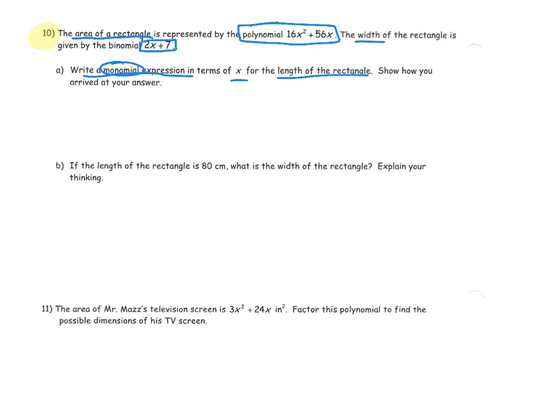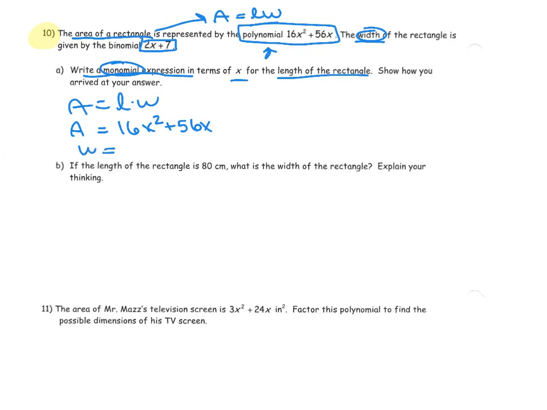Well, you guys should remember area for a rectangle is length times width. So area is equal to length times width. They told us the area is 16x squared plus 56x. And they told us the width. The width is 2x plus 7.